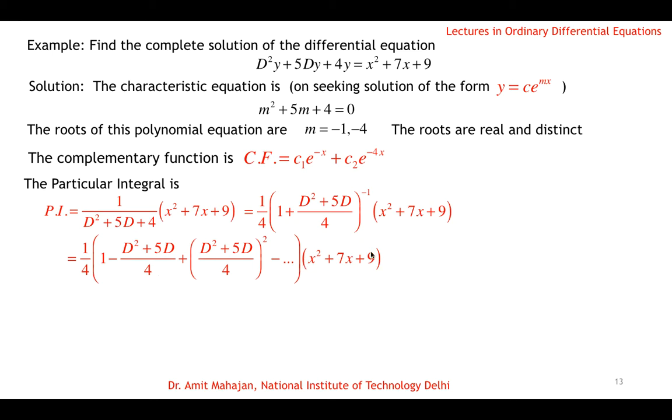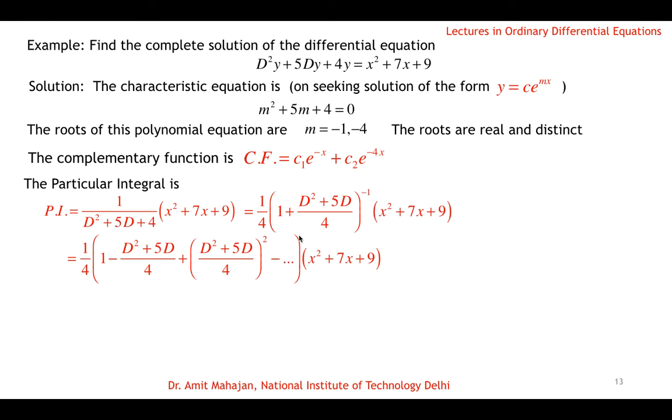D cube when operated on this will be 0, the fourth derivative of this will be 0, the fifth derivative is 0, so they are of no use, they are exactly 0. So only the constant number from here, the first derivative d and the second derivative d square. So this is 1, d square by 4, 5 by 4 d, and it is whole square of this, so d square square is d4. That will become 0 when applied on this. Similarly, the 2ab term will be d square into 5d, so that will become d cube, which is of no use. So the only term from this third term will be 25d square by 16, which will give a number when operated on this.